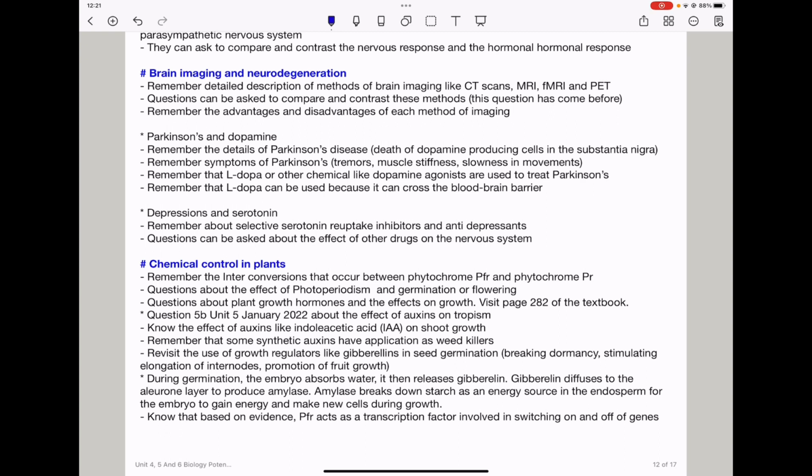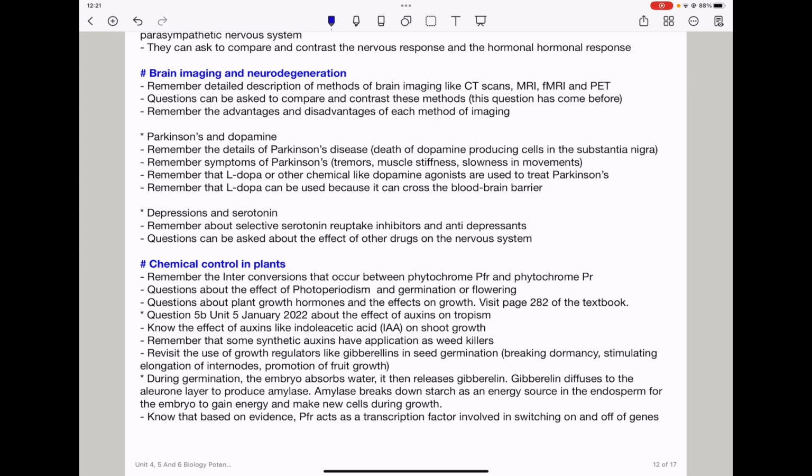They could ask about Parkinson's and dopamine. So remember details about Parkinson's disease and how it is caused. Remember it's caused by the death of dopamine-producing cells in the substantia nigra. Remember the symptoms of Parkinson's, like tremors, muscle stiffness, and slowness in movement. You should remember that L-dopa or other chemicals like dopamine agonists can be used in the treatment of Parkinson's. And remember that L-dopa can be used because it can cross the blood-brain barrier.